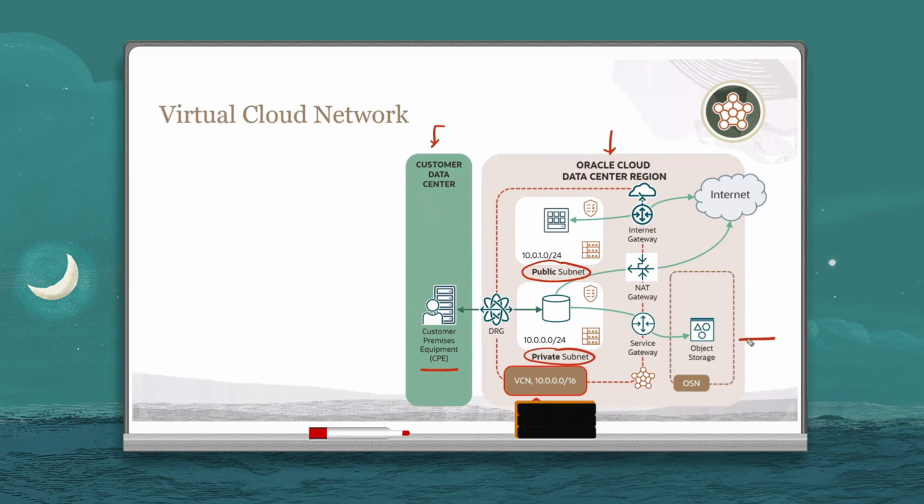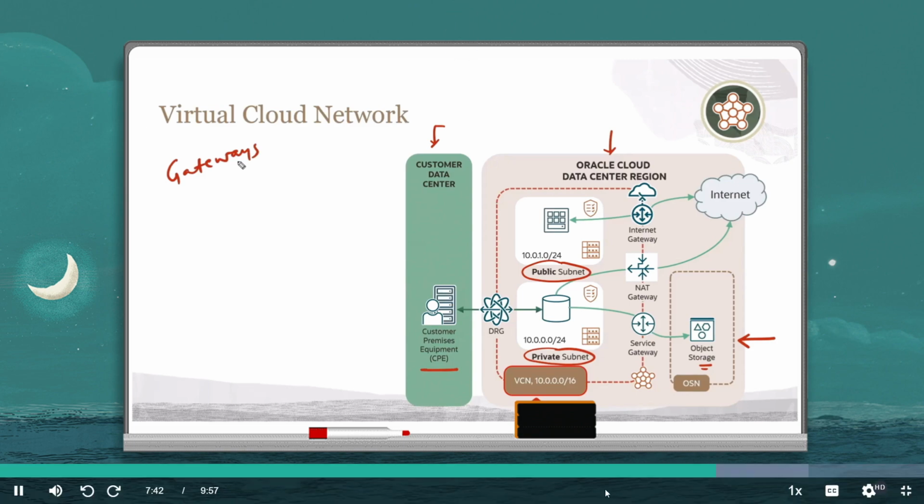And on the right-hand side, you see the Oracle Services Network, which is object storage. And in the middle, you see different types of gateways. So in OCI, there are different types of gateways when it comes to VCN, depending on the functionality. You can see three types of gateways here. One is internet gateway, the second is NAT gateway, and the third is service gateway. We'll talk about this in the upcoming lesson.